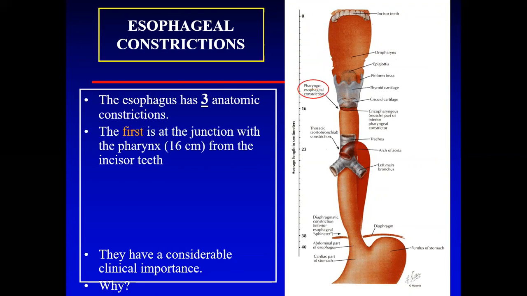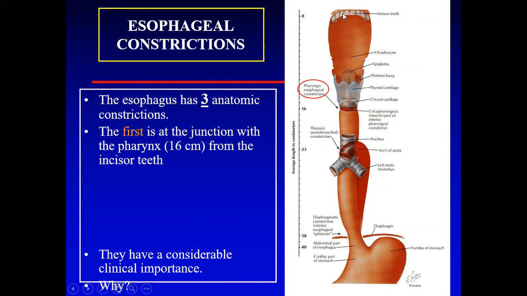One is at the junction of the pharynx with the esophagus, or the beginning of the esophagus, or the end of the pharynx. This pharyngoesophageal site is also the site for constriction, called the esophageal constriction. First, at the junction with the pharynx, it is 16 centimeters from the incisor teeth. These are the incisor teeth.